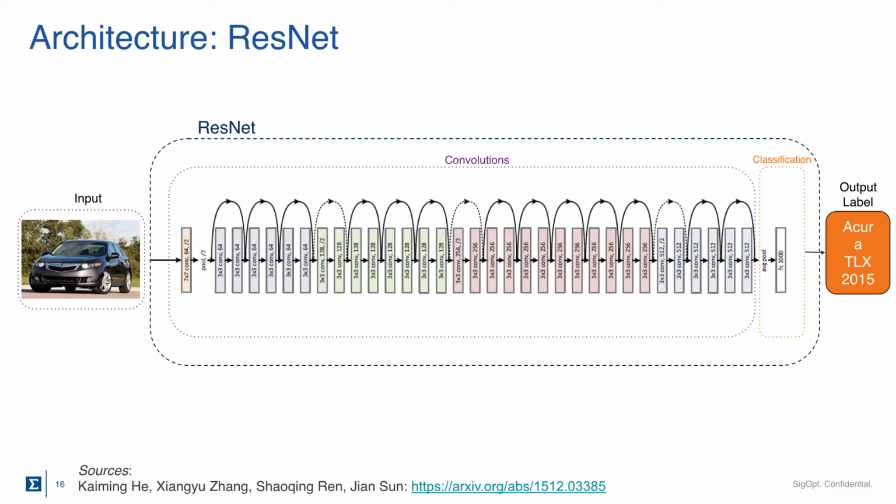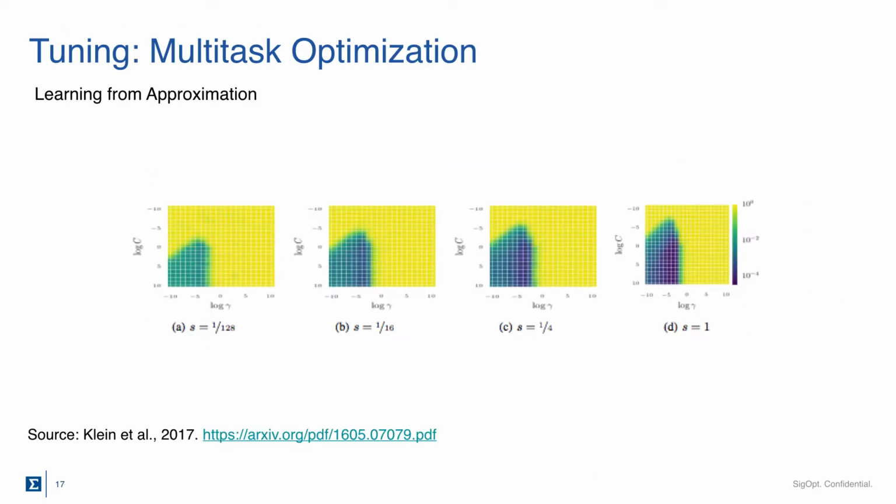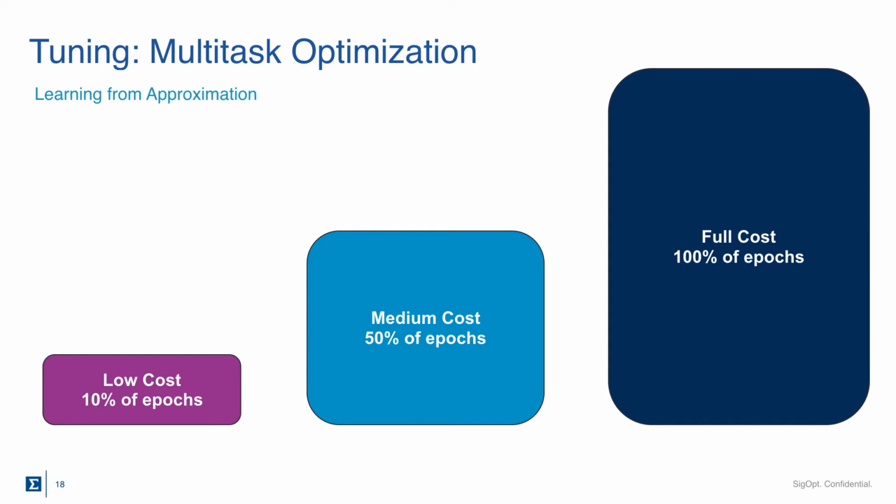We'll be using ResNet as our architecture, and we'll be using multitask optimization to tune our models. And as we saw with multitask optimization, a partiality has to be defined. So in this example, we saw using a subset of the data. And what we're going to do is define our partiality as a percentage of epochs. So our low-cost task will be 10% of our epochs. Our medium-cost task will be 50%. And our full-cost task will be 100% of the epochs.